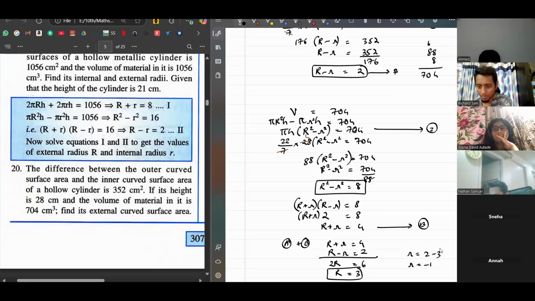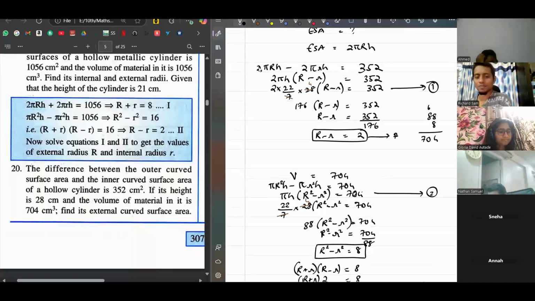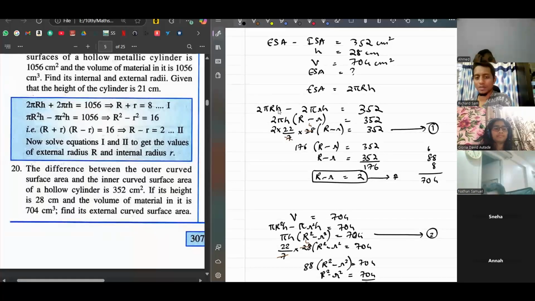And this part will go wrong. 3 plus r is equal to 4. Therefore, r is equal to 1. Okay, so we got the external radius 3 and the internal radius 1. It's not over. After this, we have to find the external curved surface area. So that is just this formula, 2 pi capital R into h. We have the capital R, which is 3. We have the height, which is already given as 28. We can find the external surface area.